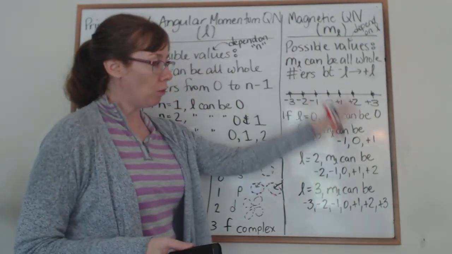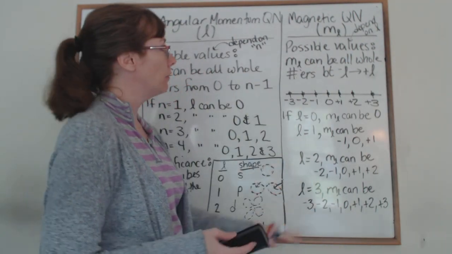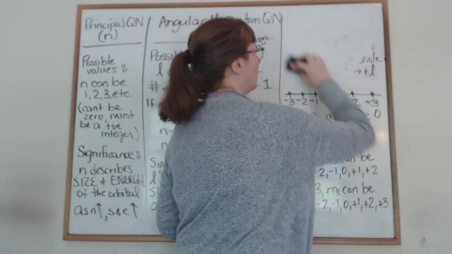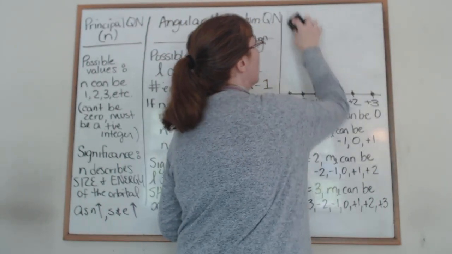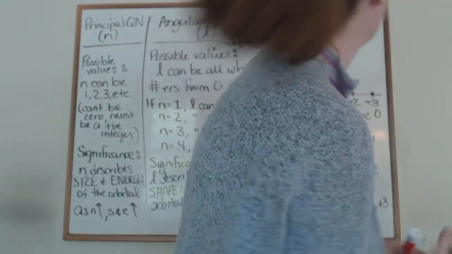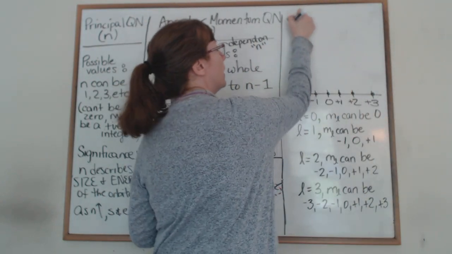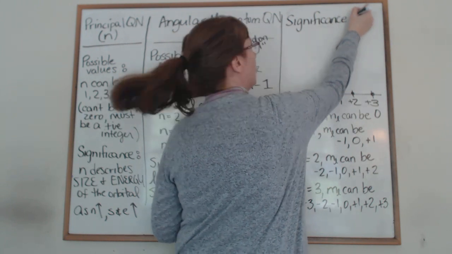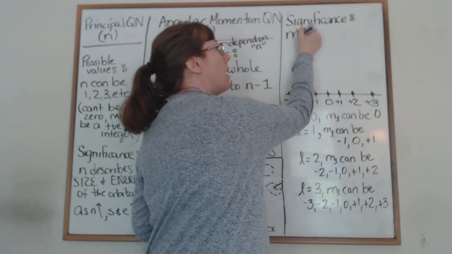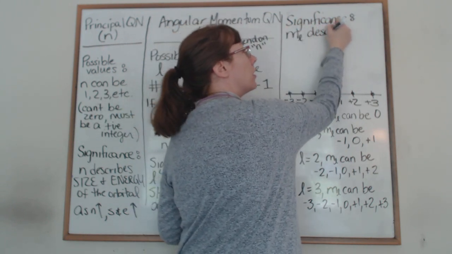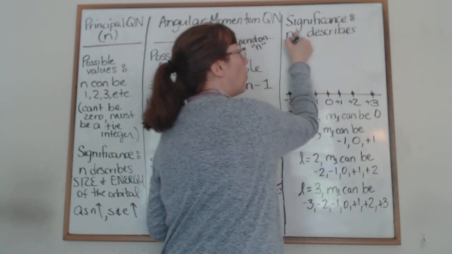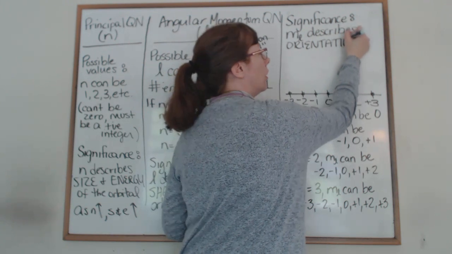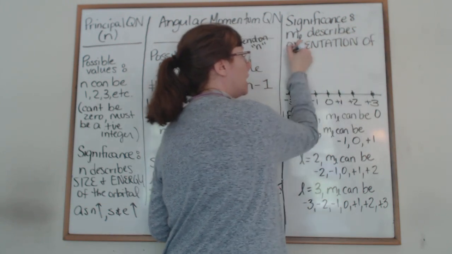All right, now, what is the significance? I kind of ran out of room, so I am going to actually write it up here, but you could just write it below. We're almost done. What is the significance of this ML value? What is it telling us? ML describes the orientation of the orbital in space.